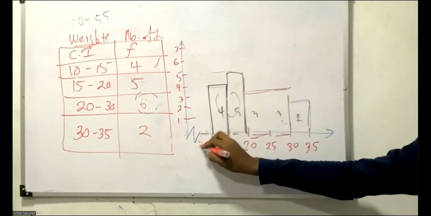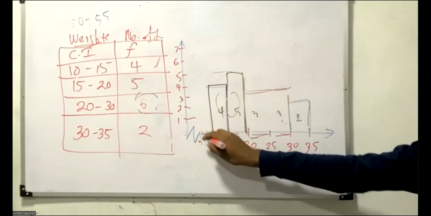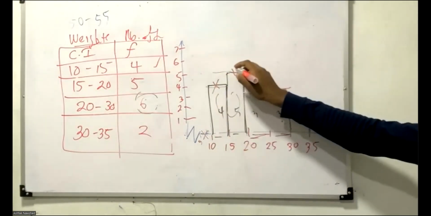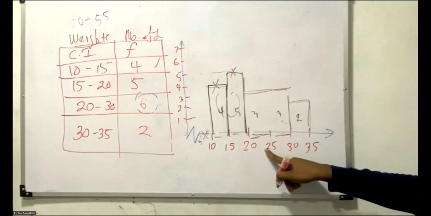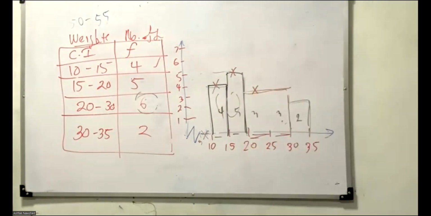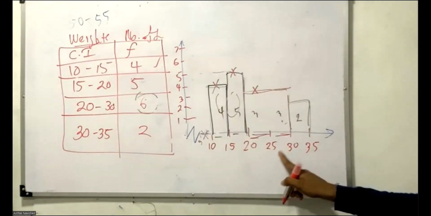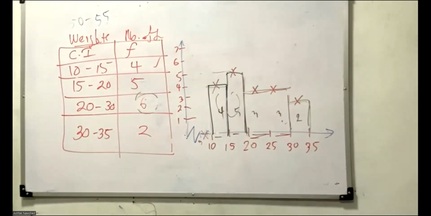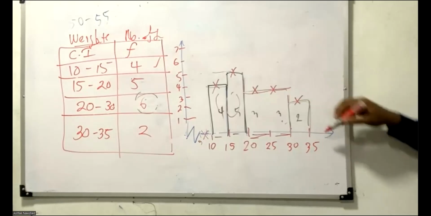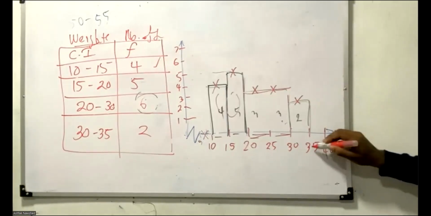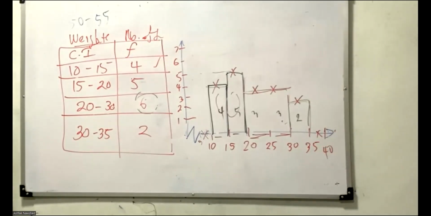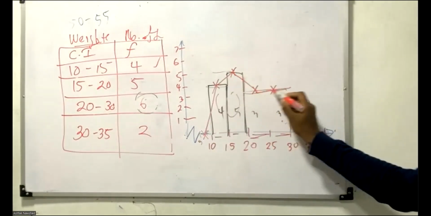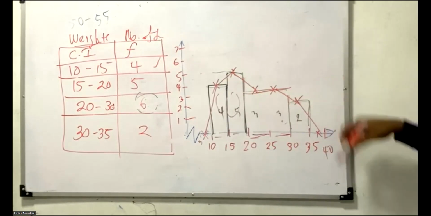Before 10, there's 5. So between 5 and 10, we put a cross. Between 10 and 15, we put a cross. Between 15 and 20, a cross. And then between 20 and 25, that's a must. You must put a cross. And then 25 and 30, again a cross. 30, 35, done. And finally, to close the polygon, we do 35 to 40, another cross. And see, we join the process. So this is the procedure.